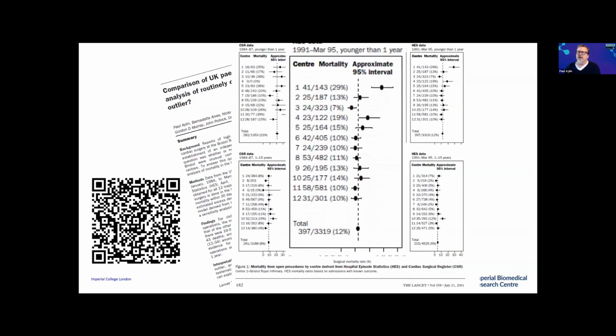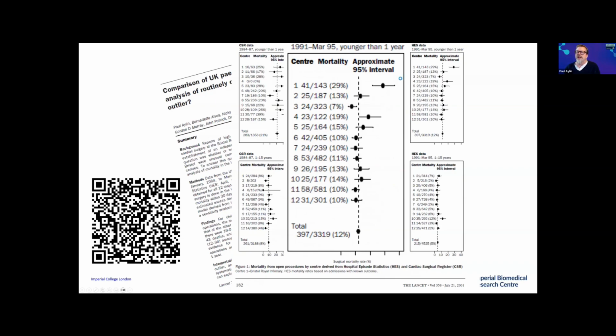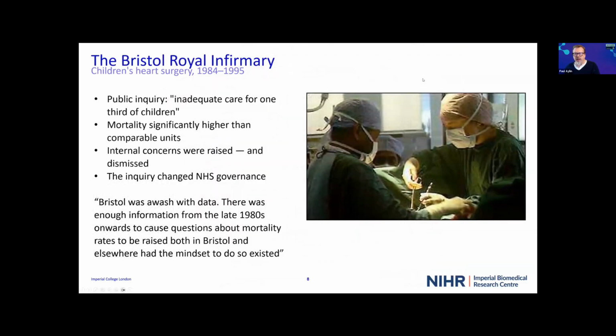But the key finding we got from hospital episode data was that in the 12 surgical units that we looked at within England, the average mortality rate was around about 12% for these kinds of operations. So it's still pretty high. But in Bristol, Bristol was a clear outlier with a mortality rate of some 30%, which was more than double that of the national average. The inquiry, using some of our data and data from all sorts of other sources, found that there was inadequate care for a third of children.